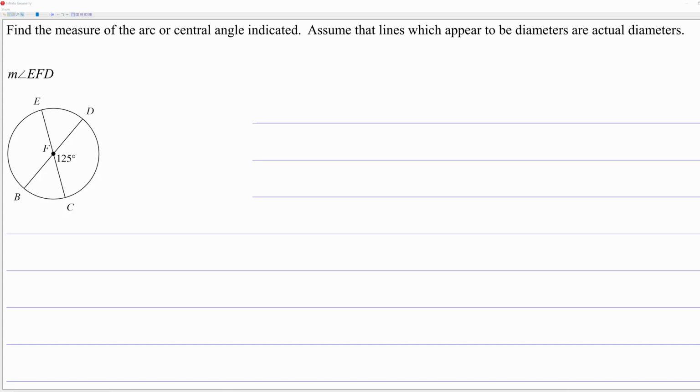Everybody, this video is about measuring arcs and central angles in circles. So in this example, we're asked to find the measure of angle EFD. Well, this isn't new, really. This is just an angle. And in order to do most of these types of problems, you really only need a couple of facts.